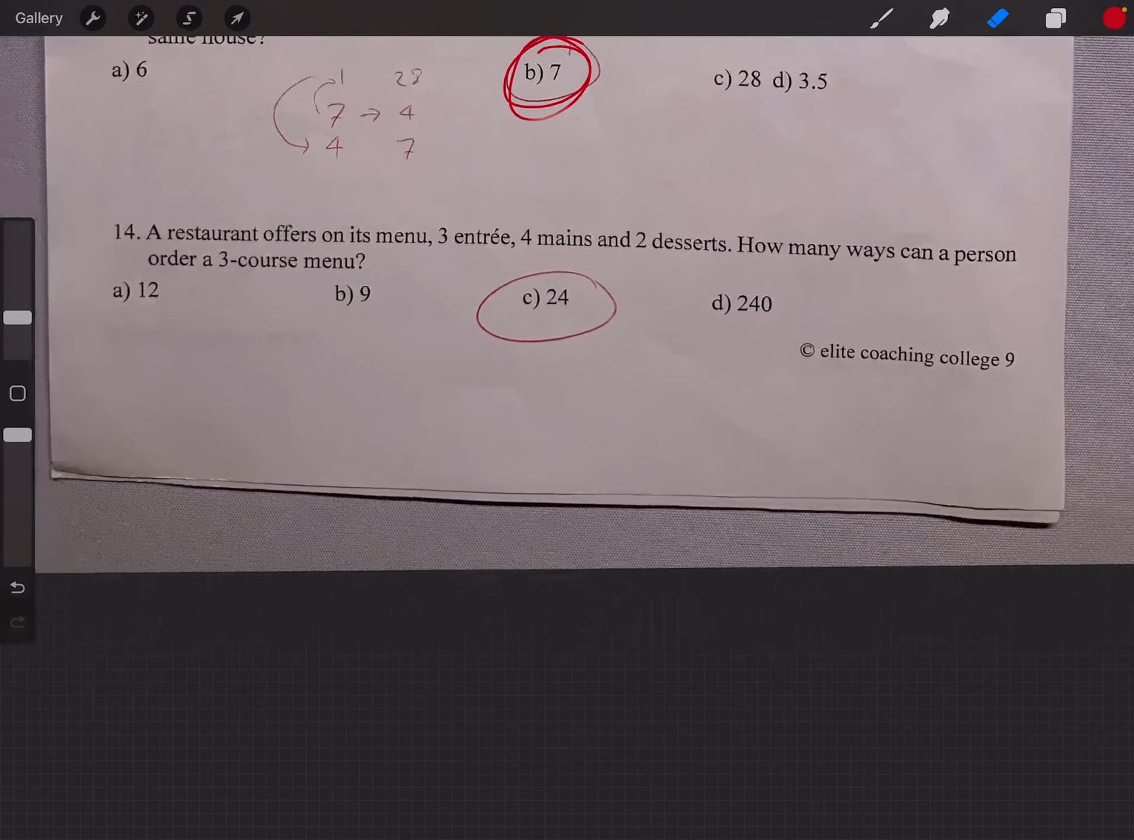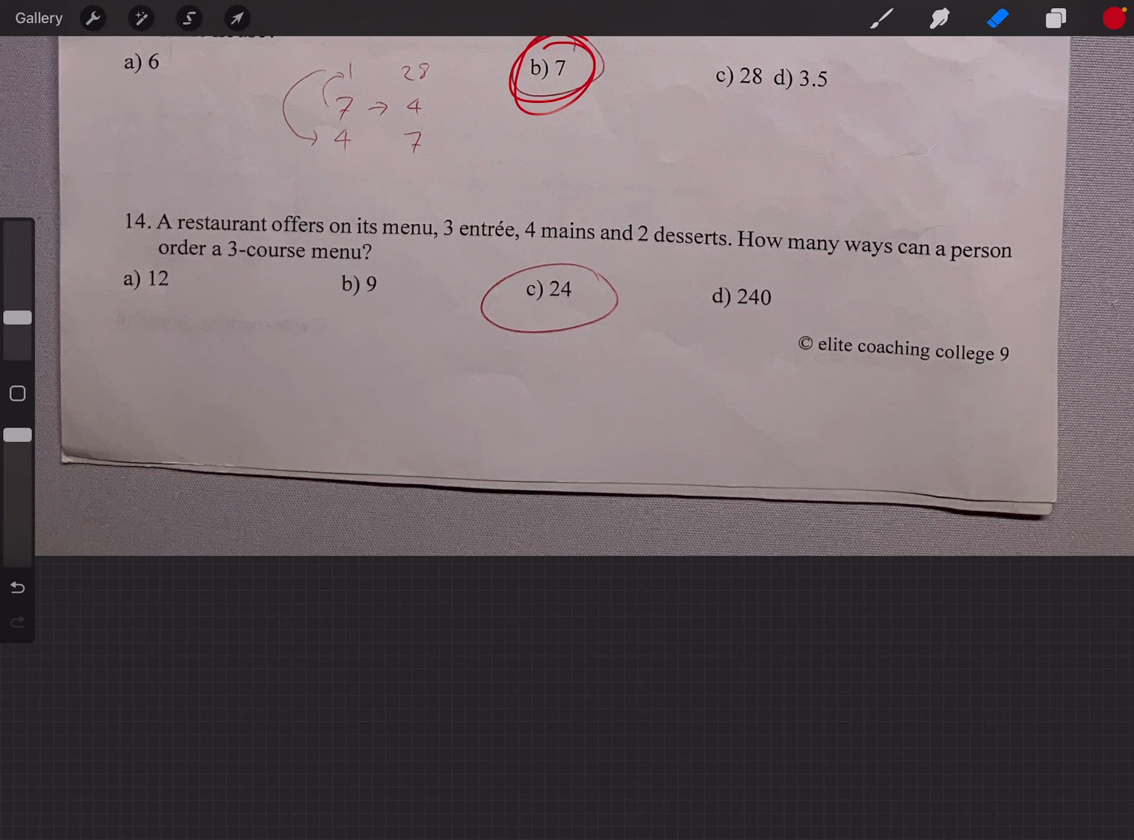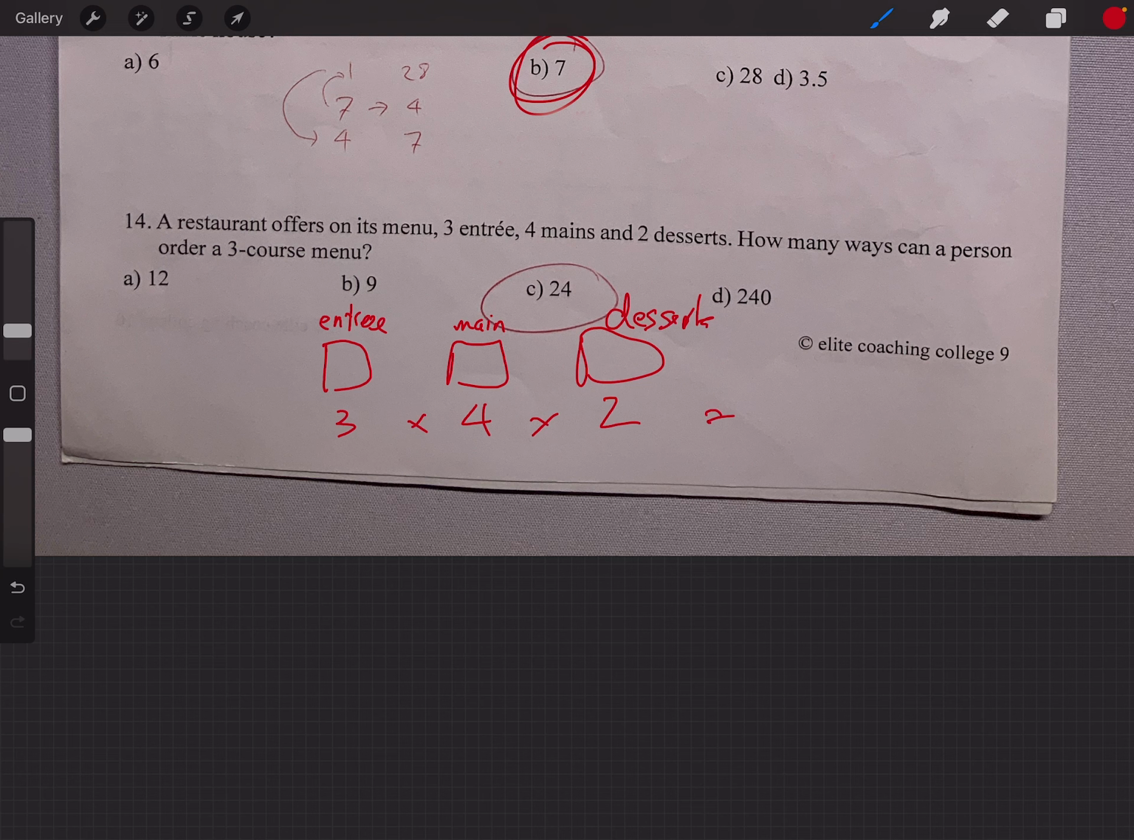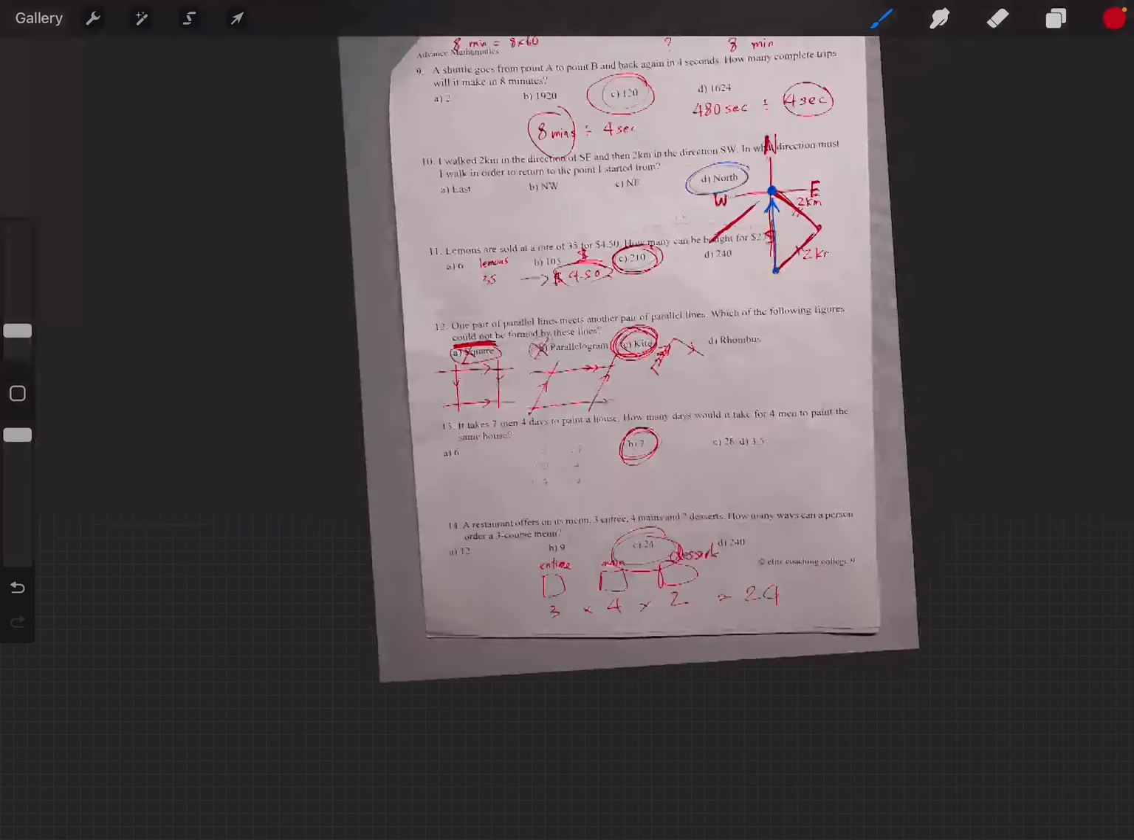A restaurant offers on its menu 3 entrees, 4 mains, and 2 desserts. How many ways can a person order a 3-course meal? So you have 3 entrees. So this is entree, main, and dessert. How many ways can we do entrees? 3. How many ways can we do main? 4. And how many ways can we do dessert? 2. So what's all the combination? Just times it together and you get the answer, which is 24. And there's your answer. Okay.